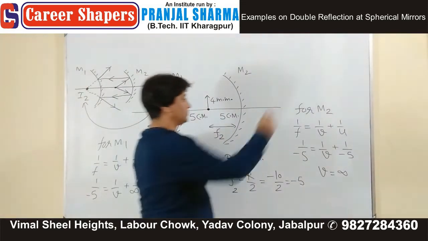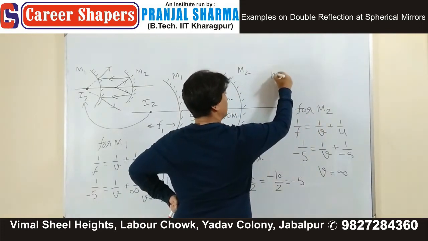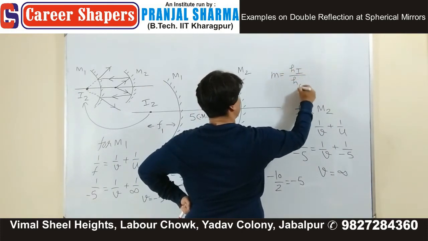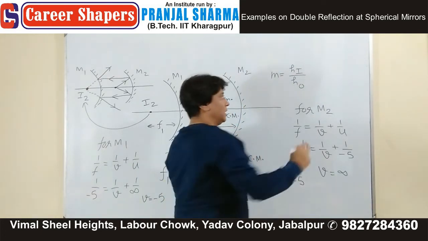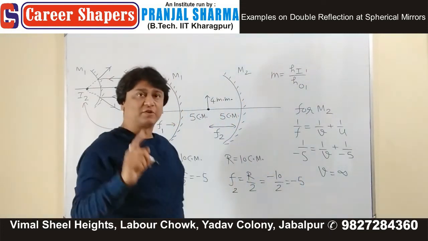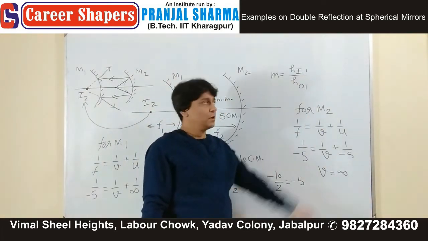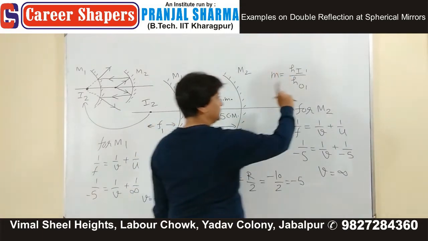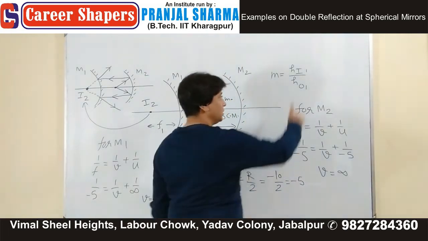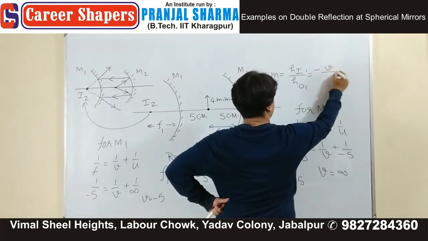Look here. Let's find out magnification for this. Hi upon Ho. I'll call it Hi1, Ho1, 1 for first reflection. If you wish, you can continue with 2, 2 also. There is no issue in that also, but 1 stands for first reflection, first image. Hi1 upon Ho1 is minus of V upon U.